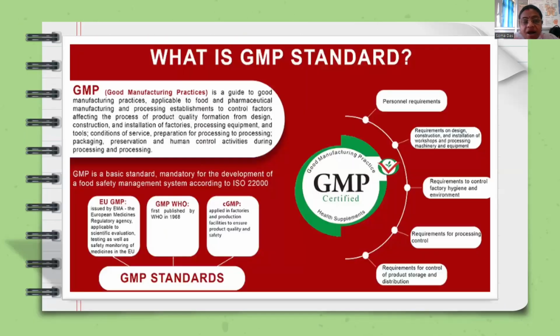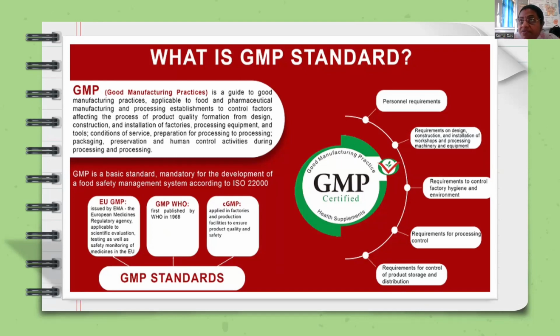So when we talk about GMP, what is the GMP standard? We can find out that good manufacturing practices is a guide to good manufacturing practices. It is not applicable only to pharmaceutical products. It is applicable also to food and pharmaceutical manufacturing and processing establishments, to control the factors affecting the process of product quality formation from design, constructions, and installations of factories, equipments.